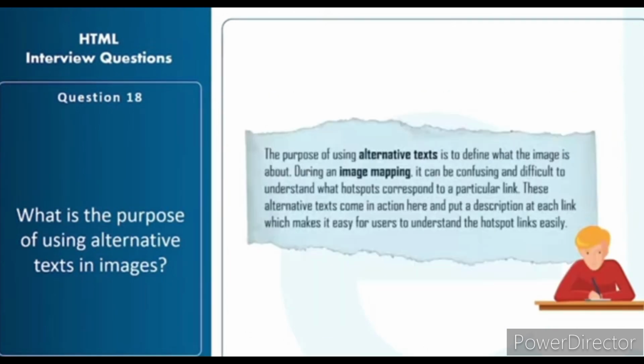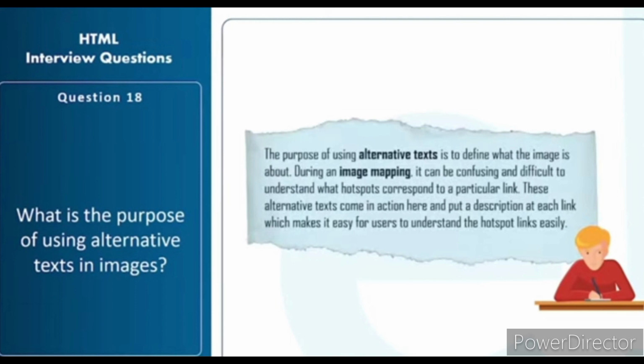And the next question is, what is the purpose of using alternate text in an image? The purpose of using alternative text is to define what the image is about. During image mapping, it can be confusing and difficult to understand which hotspot corresponds to a particular link. This alternative text comes into action here and puts a description at each link, which makes it easy for users to understand the hotspot links.